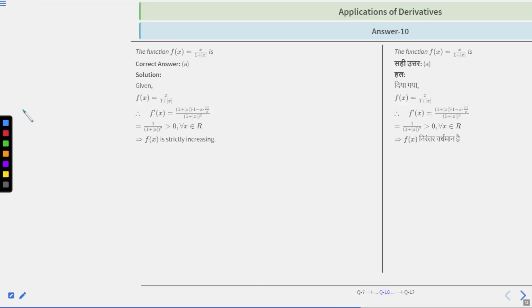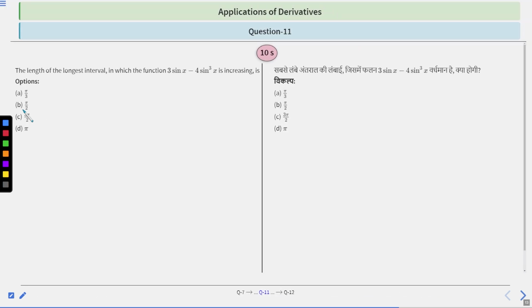Okay. So let's move to the next question, question number 11, which says: the length of the longest interval in which the function 3 sin x minus 4 sin cube x is increasing. All right. So again, you have to apply the concept of increasing and decreasing functions, right? The hint of this question is, we know that the value of 3 sin x minus 4 sin cube x is sin 3x, right?